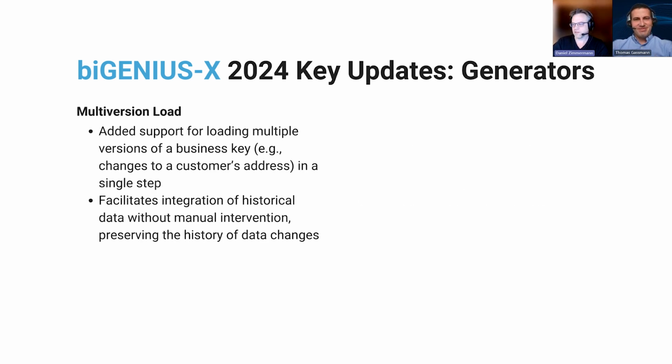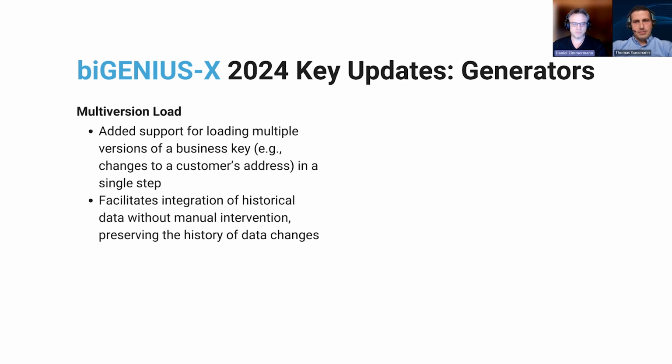There were a couple of more things that we did on a generator basis. One thing is that we also implemented different loading strategies for our projects. There are two things I'd like to mention specifically. One is what we call the multiversion load. With a multiversion load, you take one business key that has different versions that are valid at different points in time.